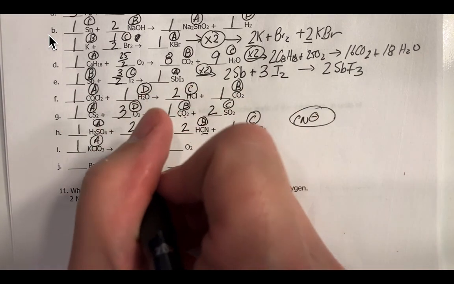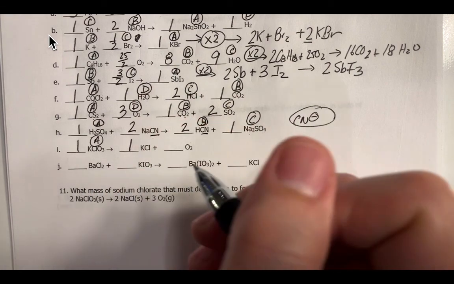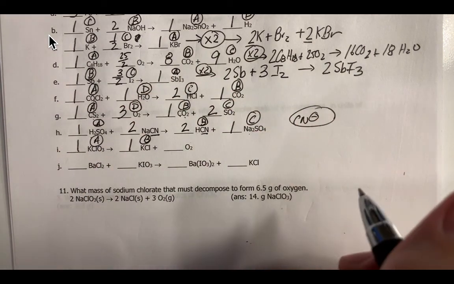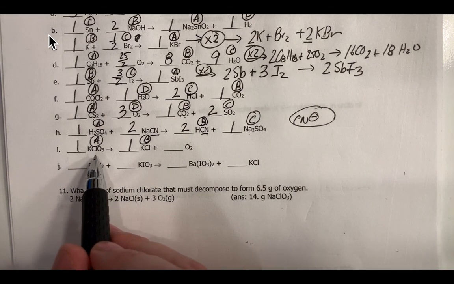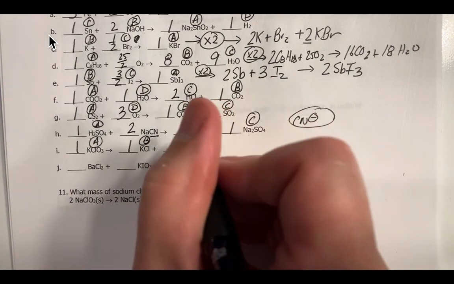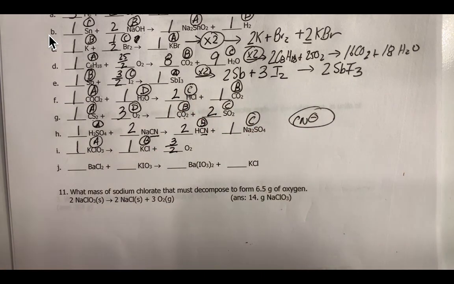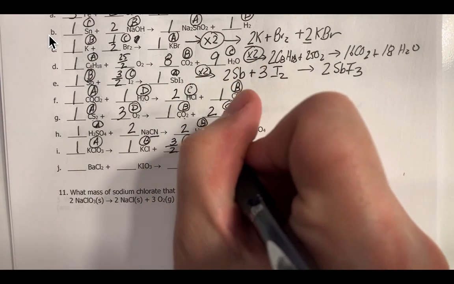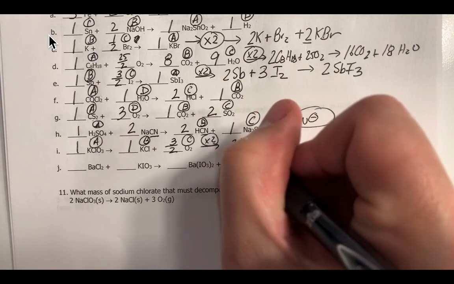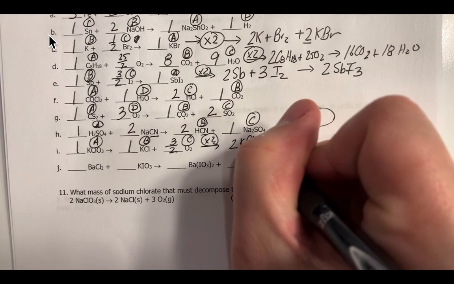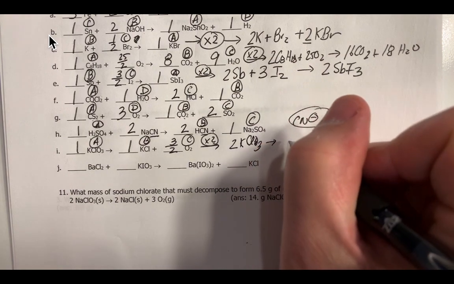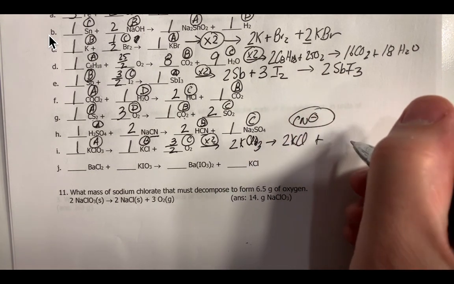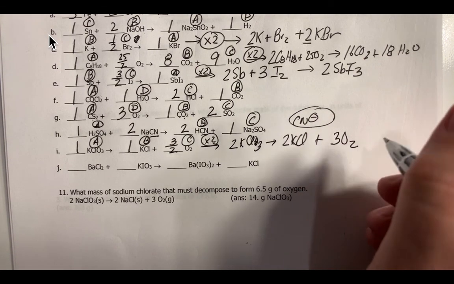So I've staked my claim on there being 1 potassium and 1 chloride. So I'll say that there's a 1 here. And I need 3 out of something that has 2, so I'm going to have to do that whole fraction thing again. And then I'm going to have to clear the fraction again. 2 KClO3 reacts to give 2 KCl plus 3 O2.